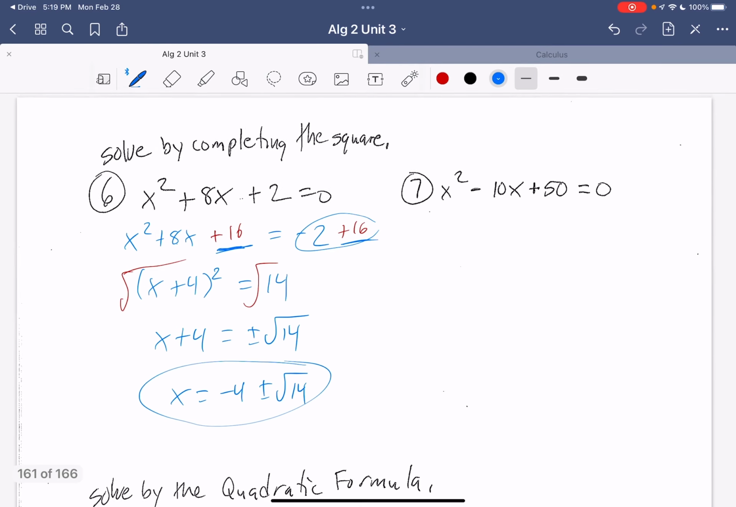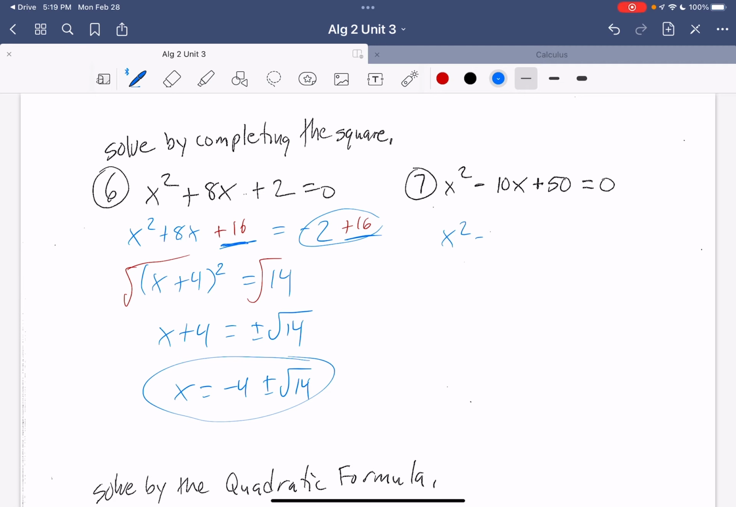Okay, over here, I'm going to move the 50 over, so I get x squared minus 10x is equal to negative 50. And then here and here. All right, so half the middle term squared to be 25. So I'm going to add 25 to each side. Whoops, almost made it 5. 25, sorry. Add 25 to each side. So 25 gets added to each side.